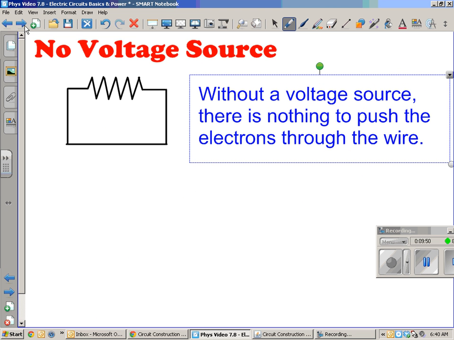And then the last thing is a voltage source. So if you have no voltage source, then obviously nothing's going to work, right? If you take the battery out of a flashlight, the light's not going to go on. All right. I don't think I need to show you the graphic of that. If you are confused, then ask me in class. But you have to have a battery to push the electrons, right? Otherwise, the electrons will just sit there in the wire and be happy hanging out.